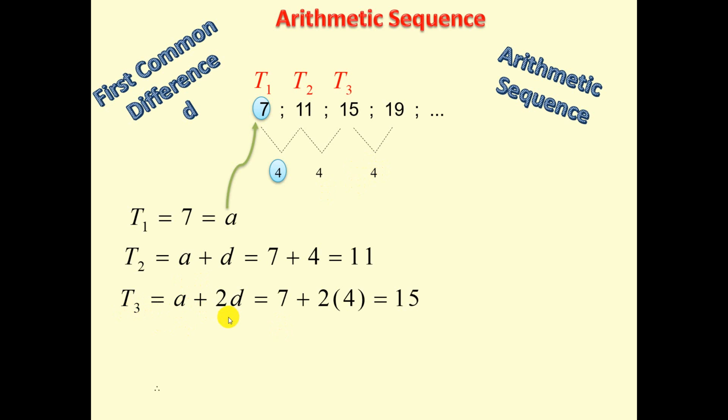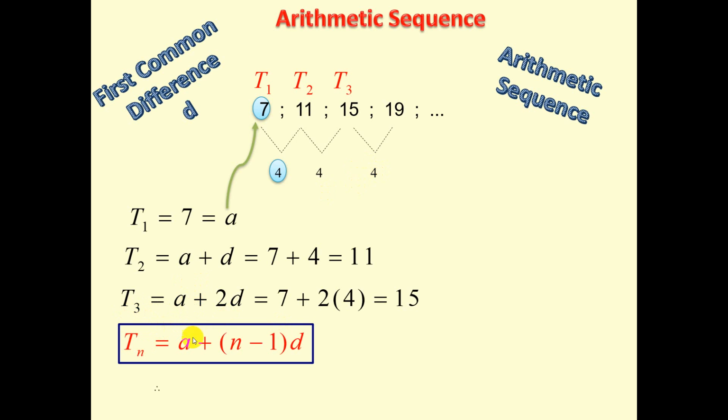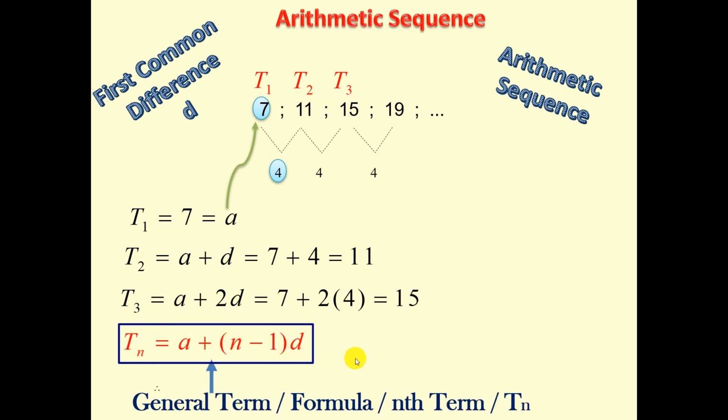Now we want to come up with a formula for Tn for any term. So we can say that Tn is equal to A plus, for term 3 we use 2D. So for Tn we would use n minus 1 into D. And this gives us the general term or the formula for the nth term, which we will call Tn. So we have a formula for an arithmetic sequence where A represents first term, D represents a common difference, and n is your position.